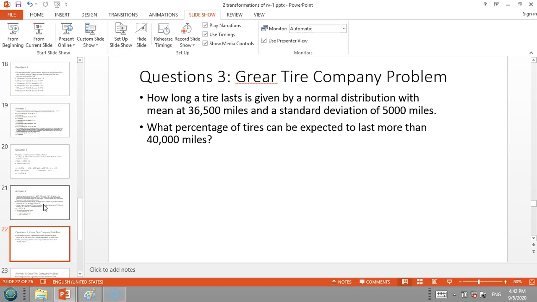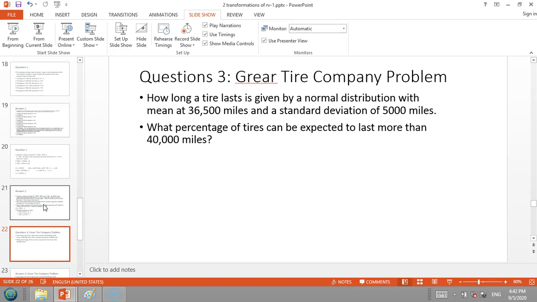So let's go. Okay, so let's start now. How long a tire lasts is given by a normal distribution with a mean of 36.5 thousand miles and a standard deviation of 5,000 miles. What percentage of tires can be expected to last more than 40,000 miles?